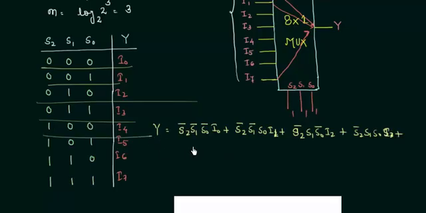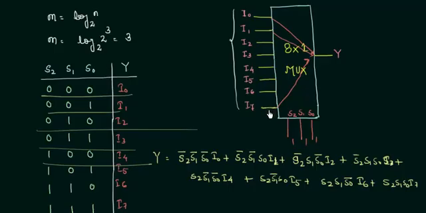And let's complete the rest. S2, S1 complement, S0 complement, I4. S2, S1 complement, S0, I5. S2, S1, S0 complement, I6, and in the last case S2, S1, S0, I7. You can see that I have not taken enable into account like we did in the 4x1 multiplexer, but at the end when we are done with the implementation of this logic, I will tell you how to implement this by using the enable.